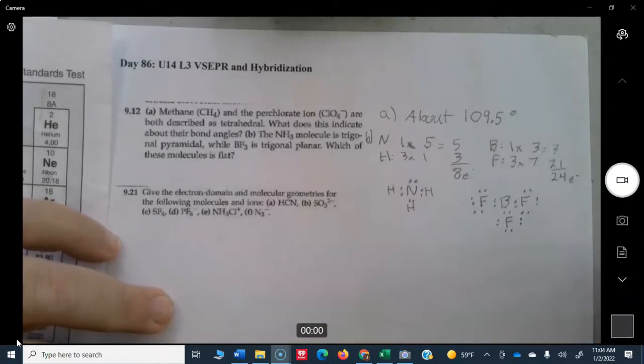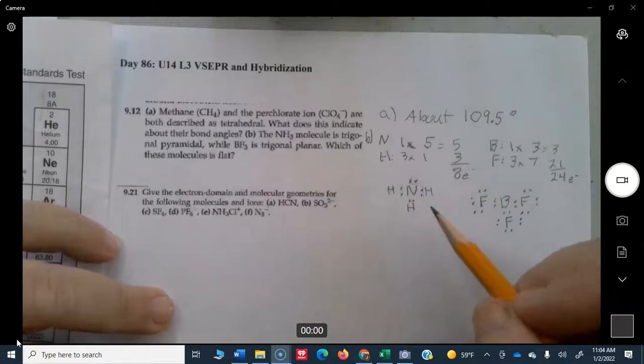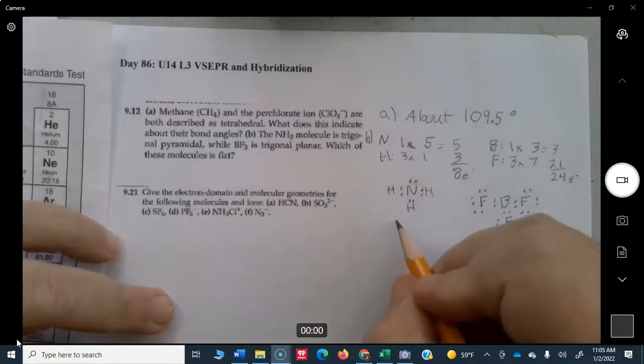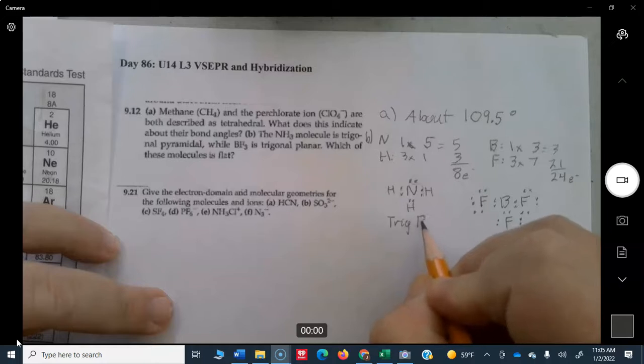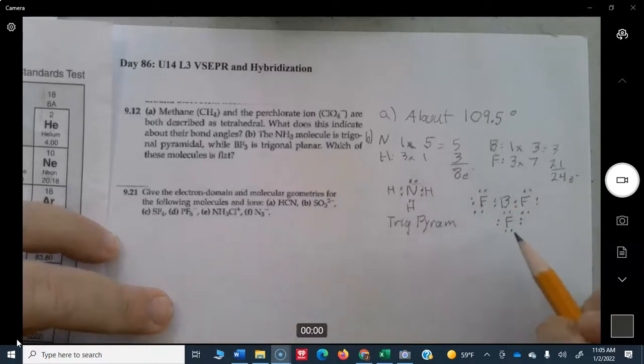Okay, so which one is flat? Well, the one that's flat is the one that doesn't have lone pairs. Remember what lone pairs do. They push down on these bond angles. They turn this into a pyramid. So this is trigonal pyramidal. This doesn't have any lone pairs in it, so that means it's going to be flat. So this is going to be trigonal planar.